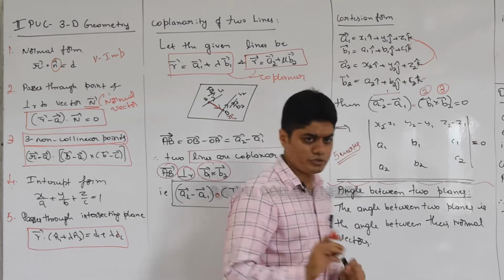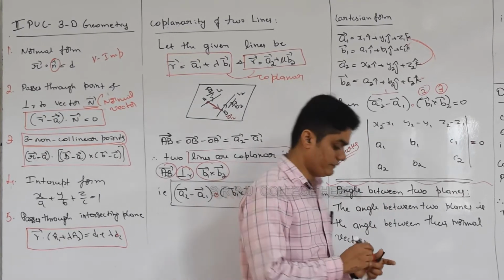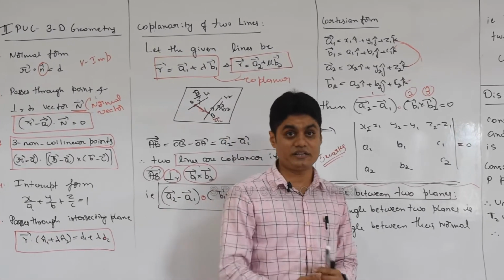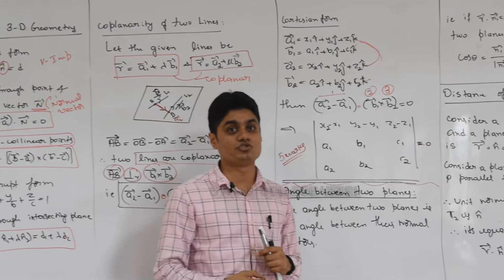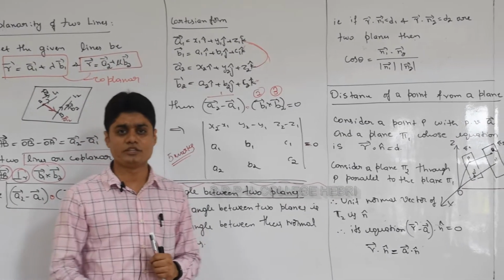Okay, so I hope you understood what is the condition for the coplanarity. Now, we are going to find out the angle between the two planes. In the last class, in straight lines, we did this work, right? Angle between the two straight lines. Almost similar to that, we are going to find out the angle between the two planes.